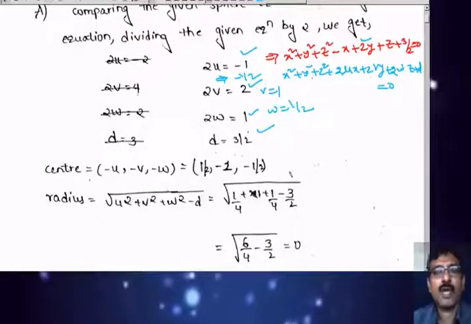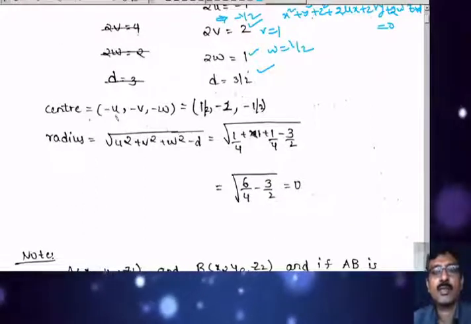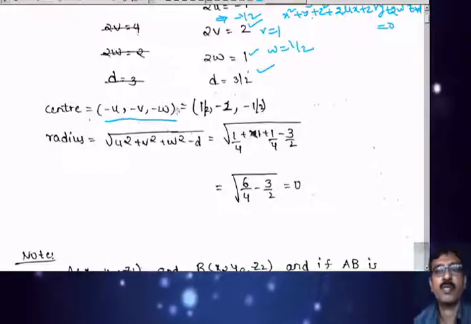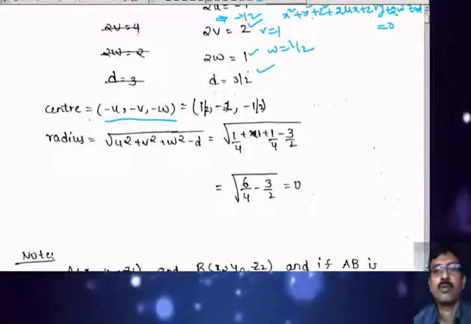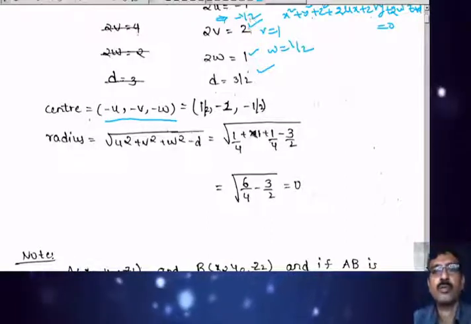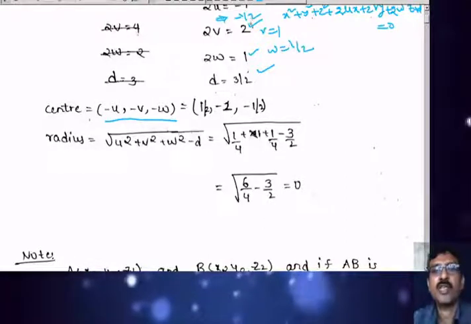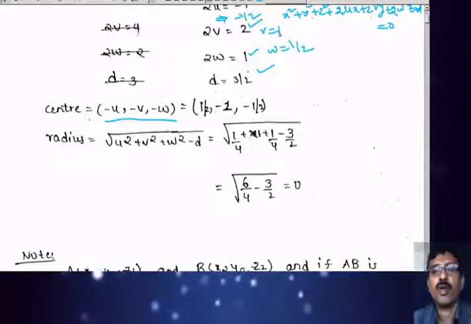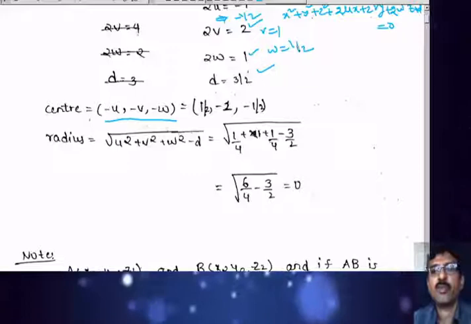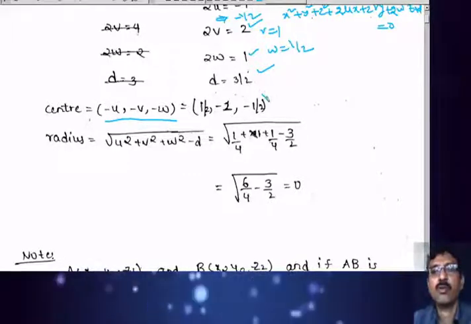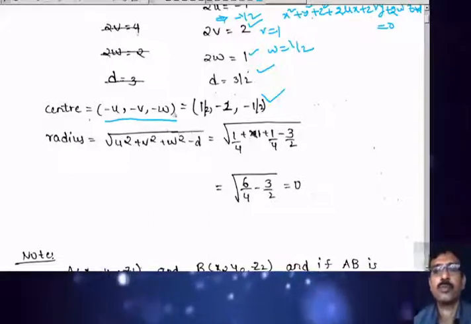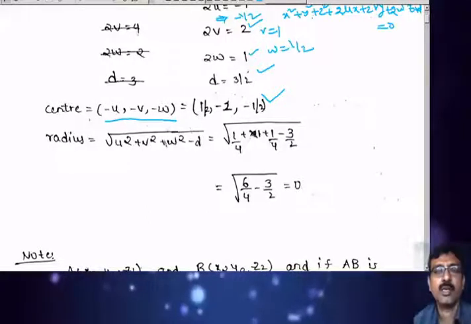So now we write the center. The formula is minus u, minus v, minus w. Minus u is 1 by 2, minus v is minus 1, and minus w is minus 1 by 2. So this is the center.